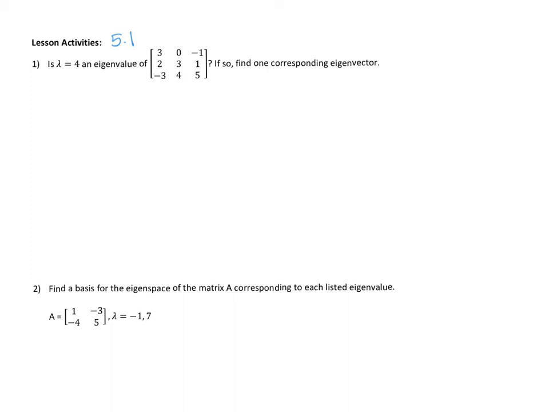Lesson 5.1 activities. Question 1, is lambda equals 4 an eigenvalue of this matrix? If so, find one corresponding eigenvector. Okay, so the way you determine if a scalar is an eigenvalue of a matrix is that you check, does the matrix times a vector equal the eigenvalue times the vector? If this has a solution, if there is a vector x that makes this true, then the lambda value is an eigenvalue.